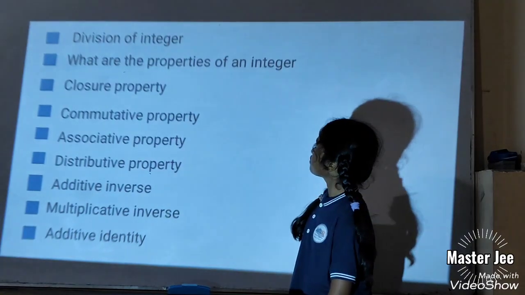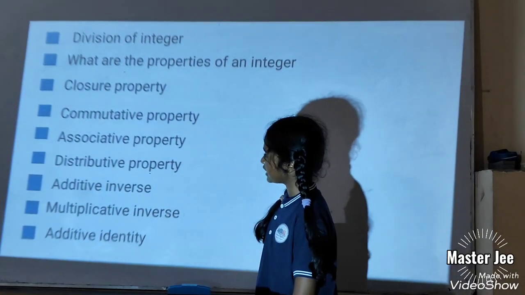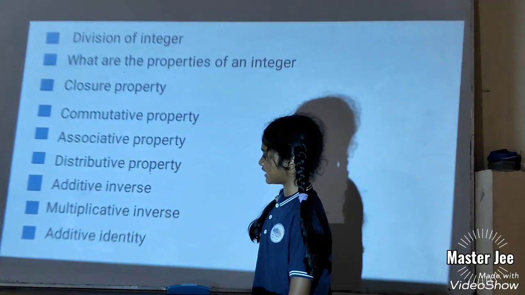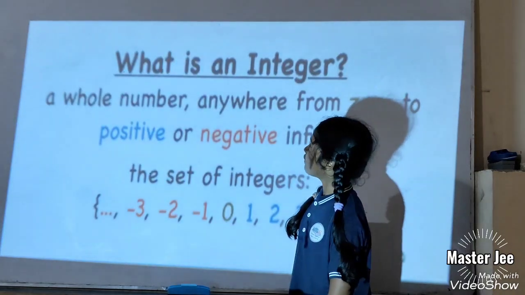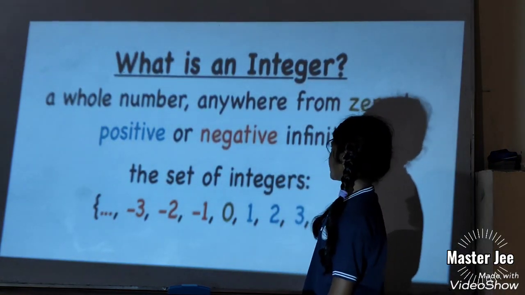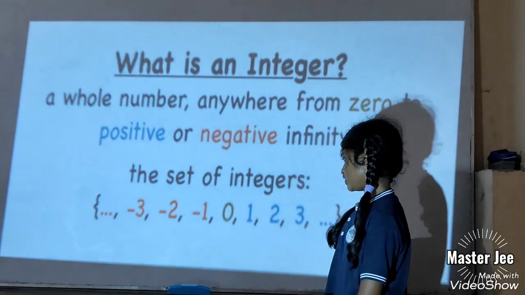What are the properties of an integer? Closure property, commutative property, associative property, distributive property, additive inverse, multiplicative inverse, additive identity. What is an integer? A whole number anywhere from 0, positive or negative, infinite. The set of integers: minus 3, minus 2, minus 1, 0, 1, 2.